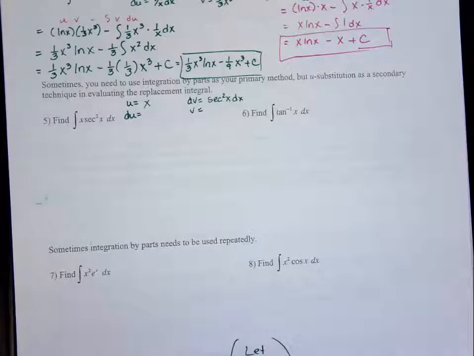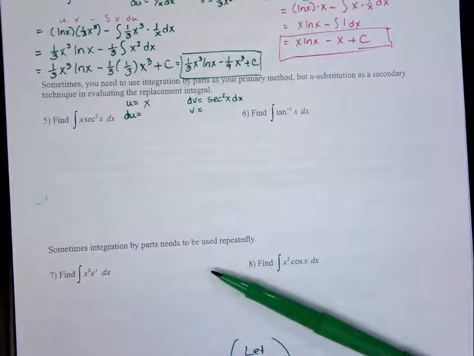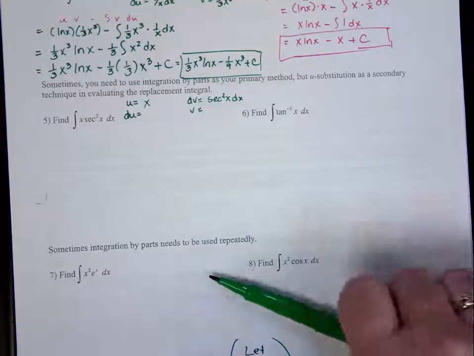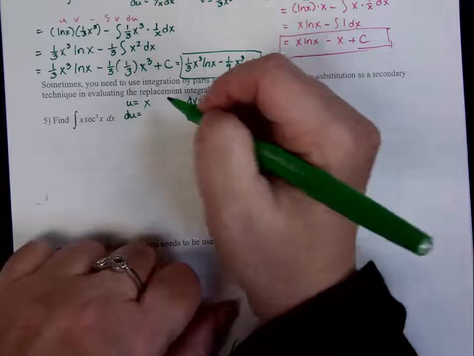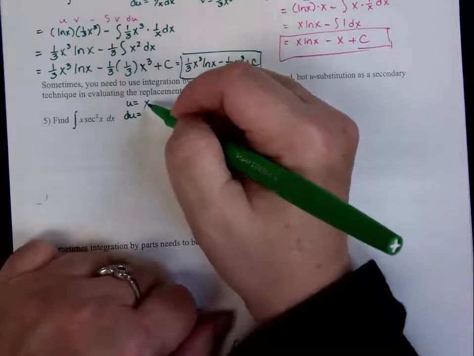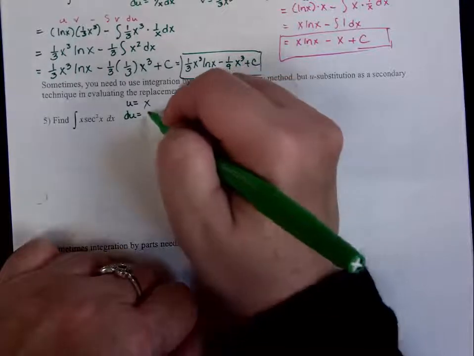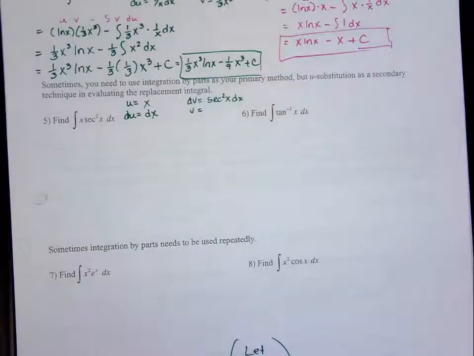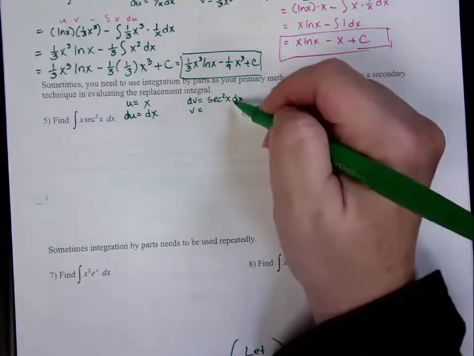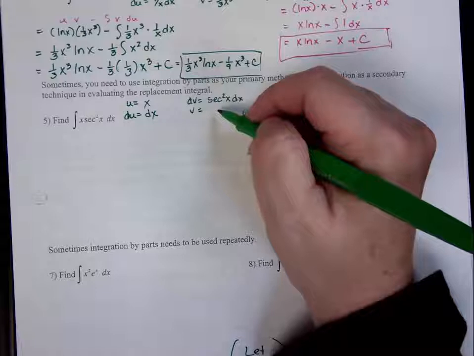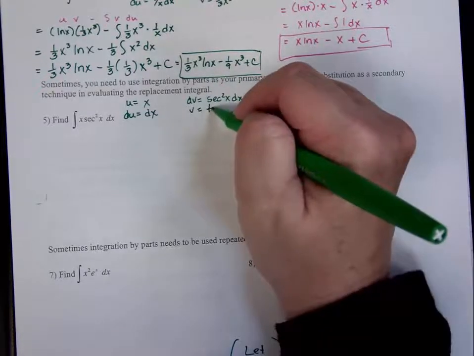Are we good with that? Okay. You fill in the next line right now. So if u is x, what is du? 1 dx. So I'm just going to write dx. You can put 1 dx. You don't have to leave it off. Okay. If dv is secant squared, what is v? Tangent. Very good. Tangent of x.